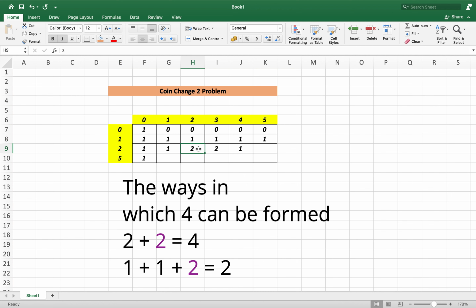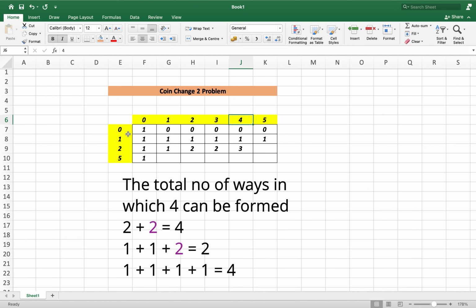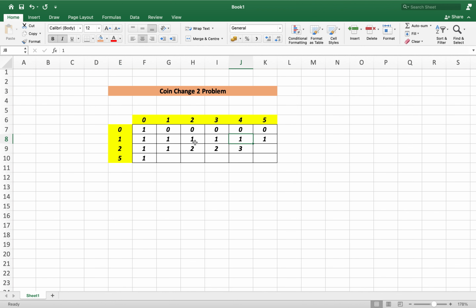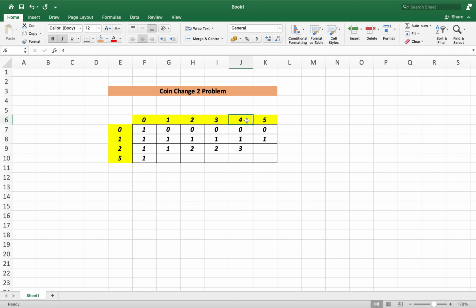Alright. So this 2 when added to this 1 is going to give us 3. Hence there are 3 ways in which 4 can be formed using coins of denominations 1 and 2. Note that this value over here includes the number of ways using the coins of denominations 1 and 2, and this cell gives you the number of ways in which this amount can be formed only using the coin of denomination 1, and this cell's value is the result of the addition of these 2 values.